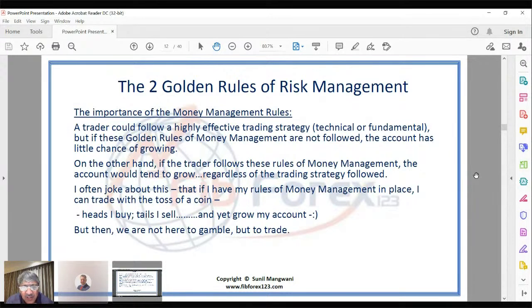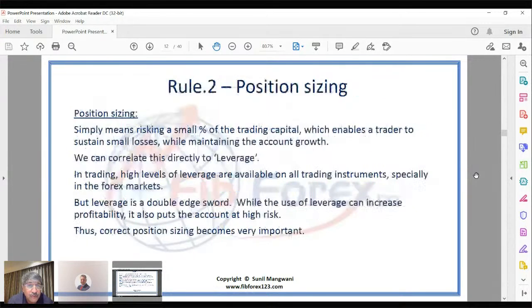And as I mentioned earlier, I joke about this in my class, in my courses, that if I have my rules of risk management in place, I can trade with the toss of a coin. Literally, heads I buy, tails I sell, and yet my account will grow. But then we are not here to gamble, right? We are here to trade. So, this is the importance of your risk management rules.